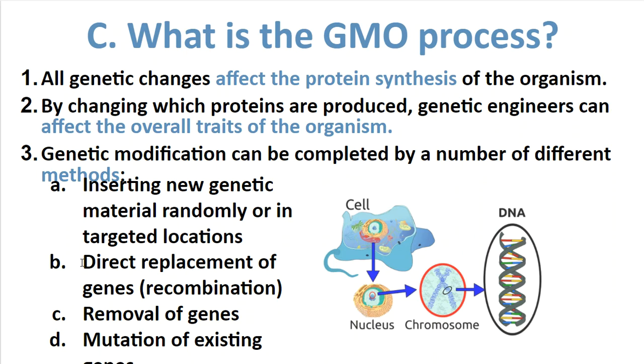Inserting new genetic material randomly or in targeted locations. The second way is direct replacement of genes. That's called recombination. The third way is removal of genes. And the last one that got cut off a little bit, sorry about that, is mutation of existing genes. So basically the process is we find the desirable gene in the organism.